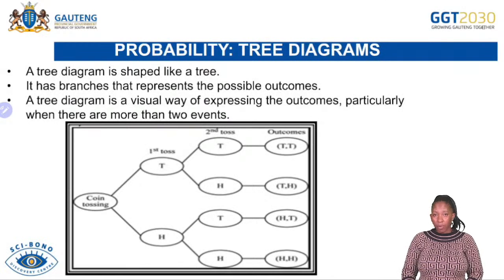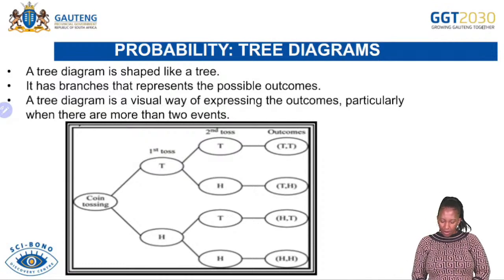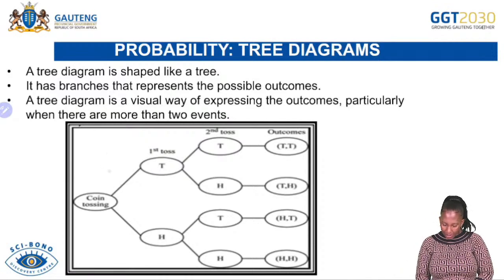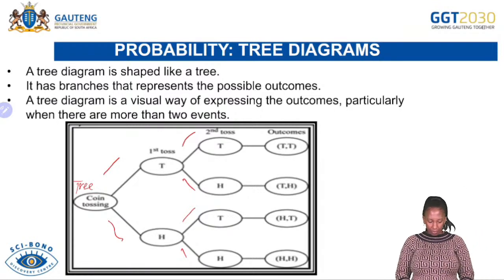Here is an example, boys and girls, of a tree diagram. Remember I said with a tree, there is a tree trunk and then it has got some branches. Now these are our branches here. These are what you call our branches. As you can see, they branch from where? From the trunk, from the tree trunk. So meaning this is a tree and all these are the branches of a tree.